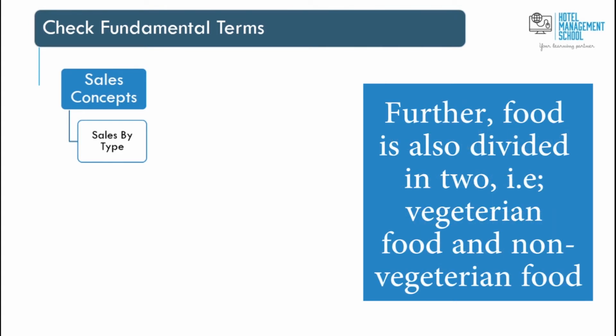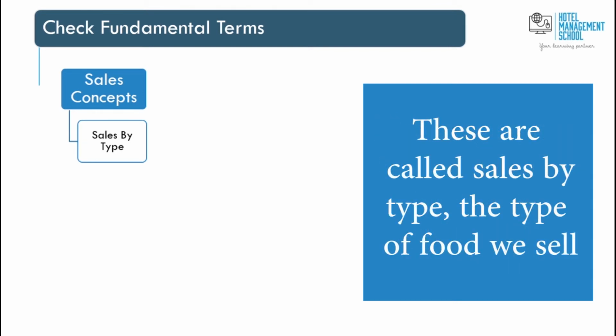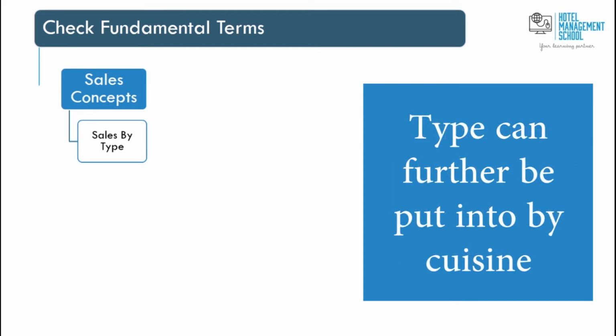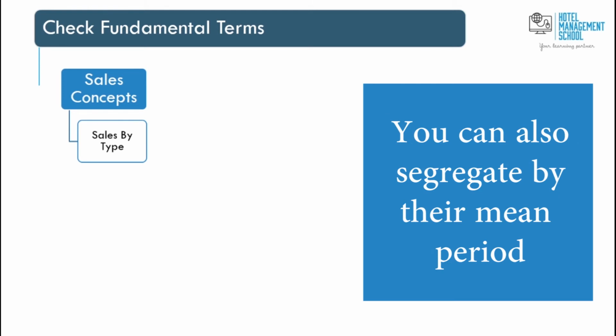In the food, you can also split the food into different types. You can have vegetarian food, you can have non-vegetarian food, right? In non-vegetarian food you can split further. One is meat, another is seafood. So that's sales by the type of food you are selling. And the type can also be by cuisine, correct? You can say it's Chinese food, you are selling Indian food, Myanmar food, Japanese food.